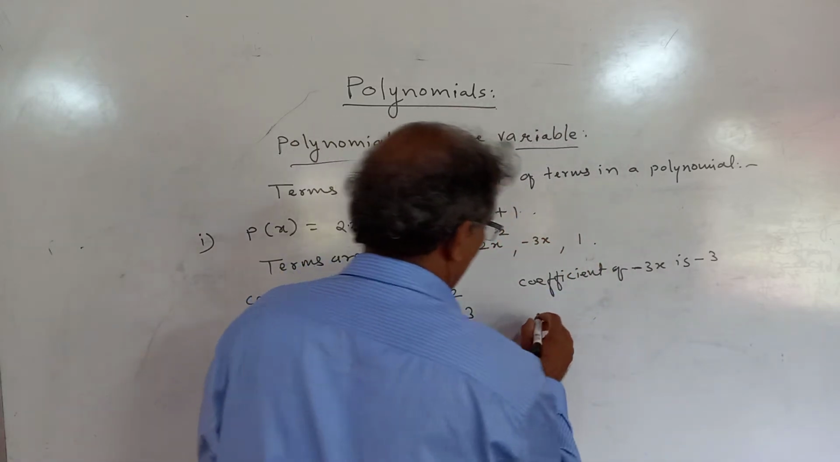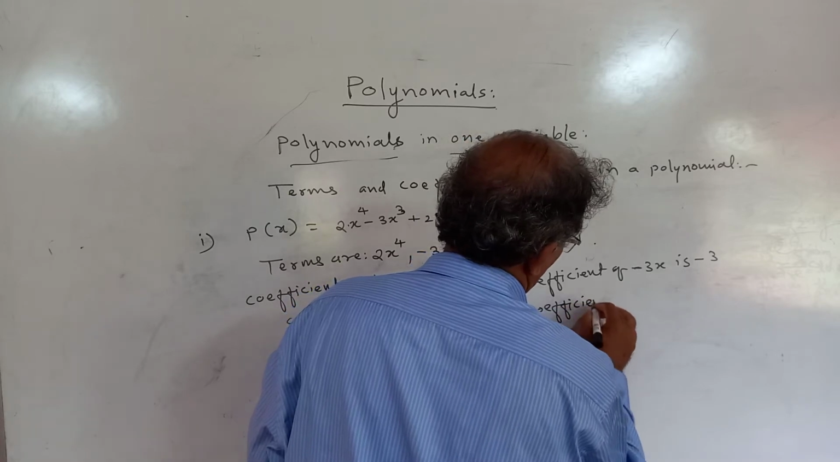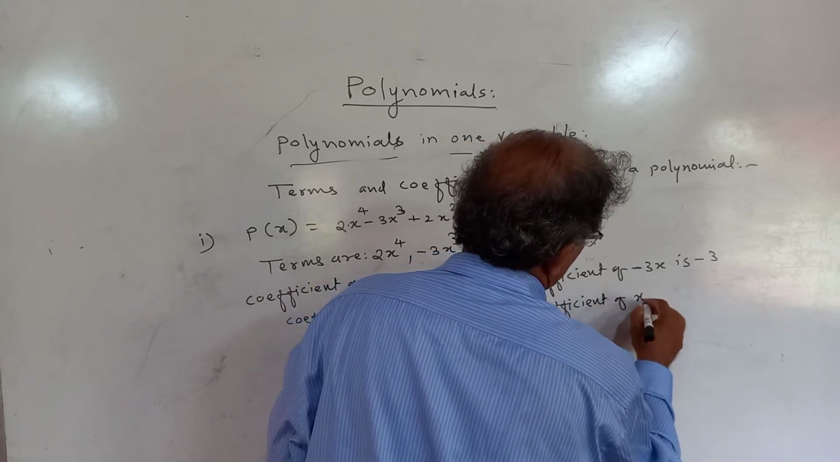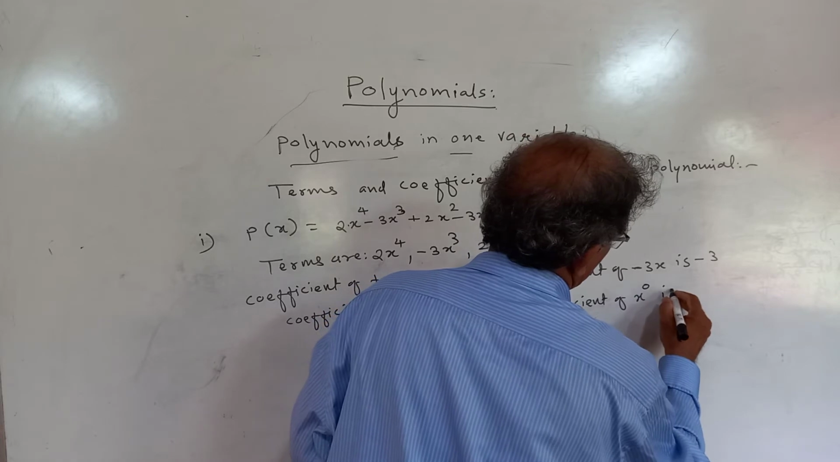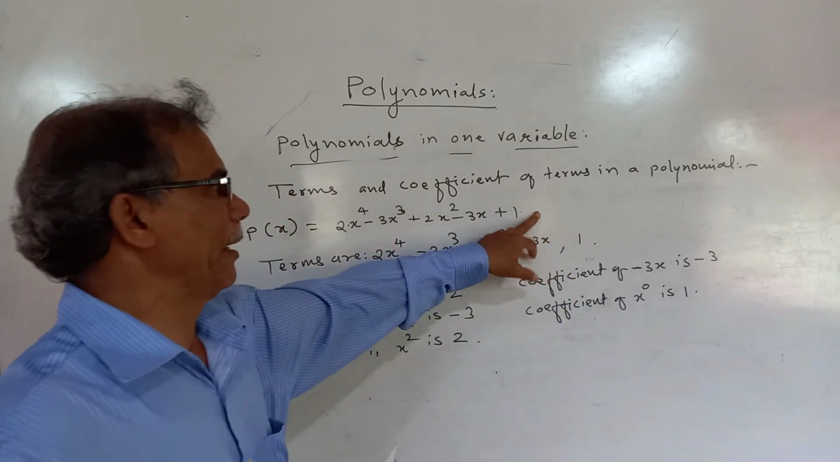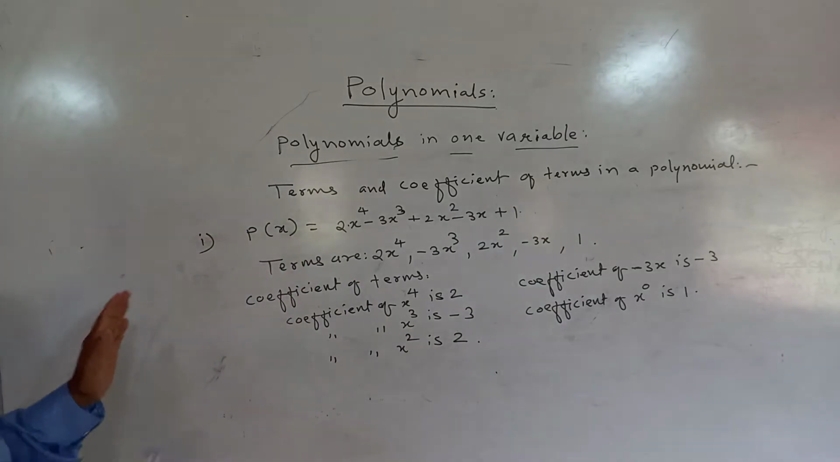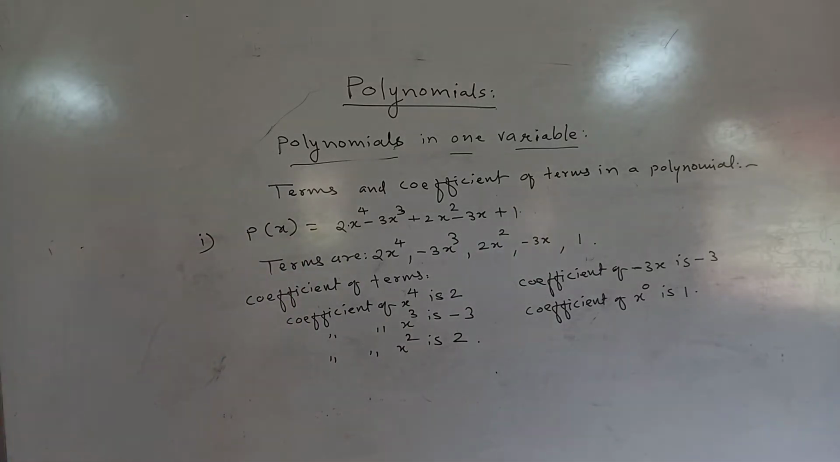You can write here: coefficient of x raised to 0 is 1. Here x raised to 0 is not written, but it is there. It is not written. Okay? So that is the meaning of terms of the polynomial and different coefficients. Different terms have different coefficients.